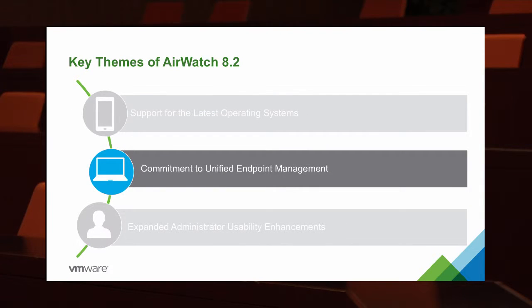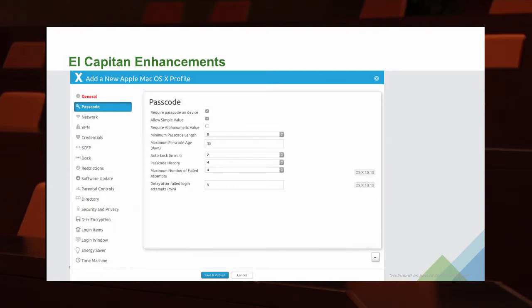The other two videos inside of this series include information on the support for the latest operating systems, and that covers things like Samsung Knox, Windows devices, Android M as well. And there's another video inside of this series talking about the expanded administrator usability enhancements, everything from our ability to create smart groups to per VPN application access and more. So be sure to check those out too. Let's kick off with enhancements around El Capitan.